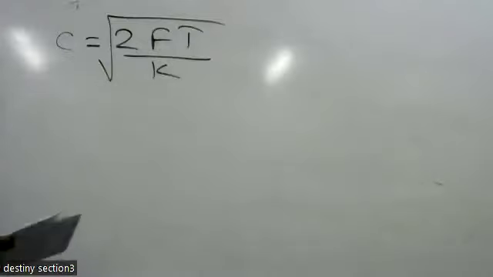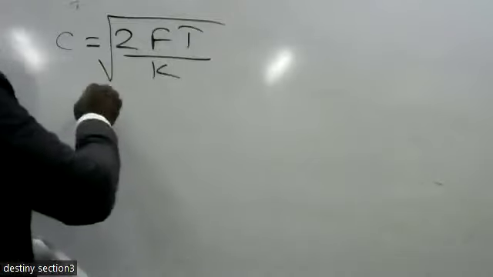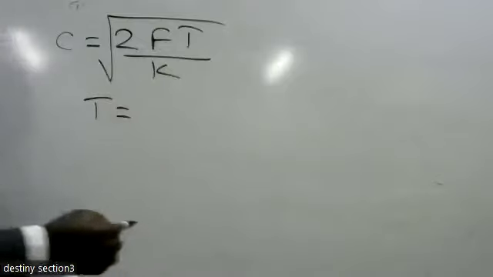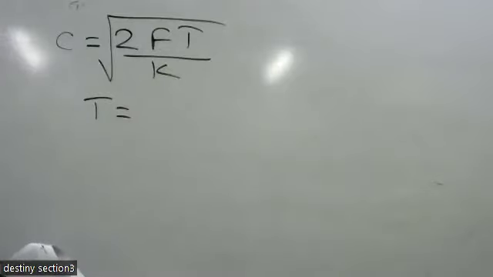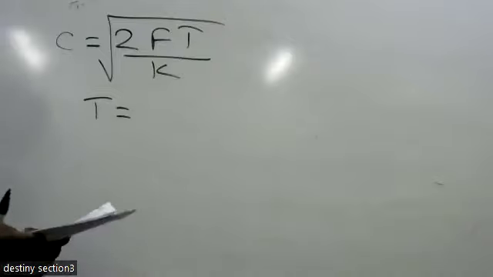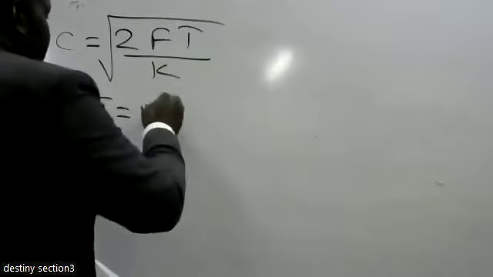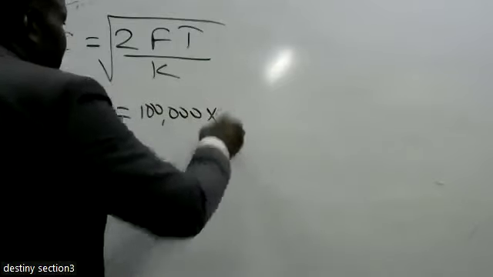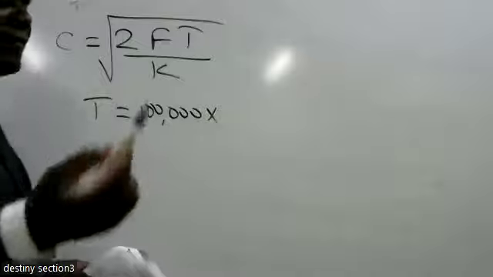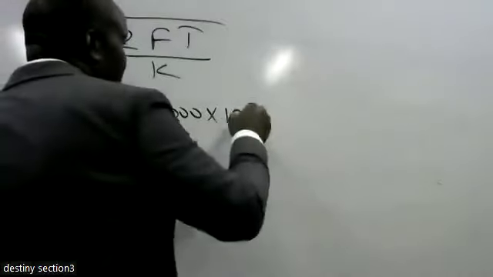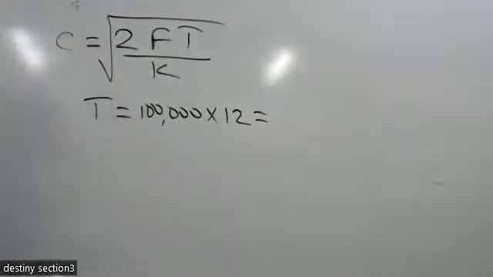So we need to get T. T they gave you per month. We need to get per annum because the interest rate has been given per annum. So what you do, you are given how much per month? Are you able to see 100,000 per month? But how many months do we have in a year? 12. So multiply by 12, so that we get our T.